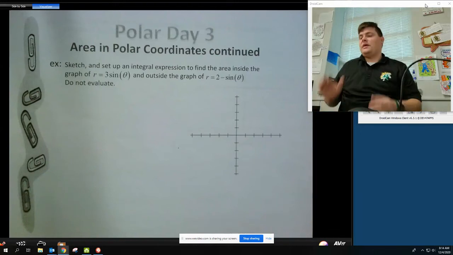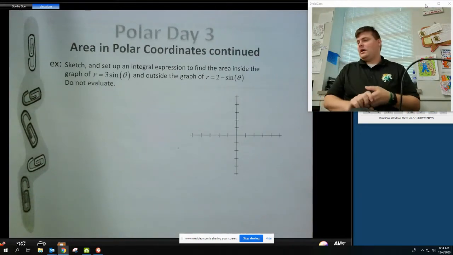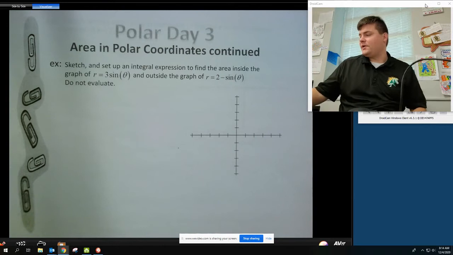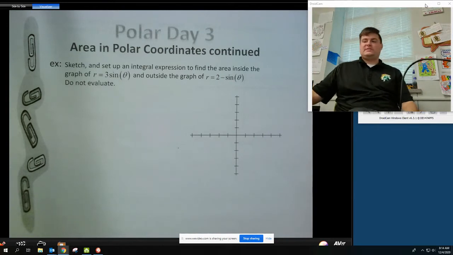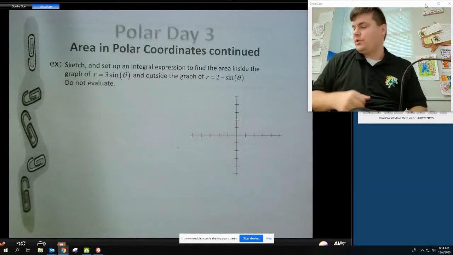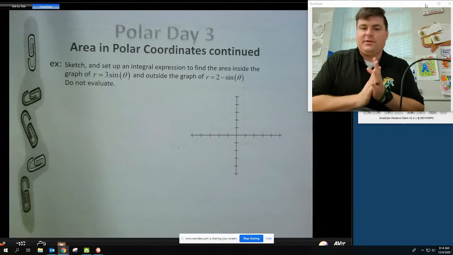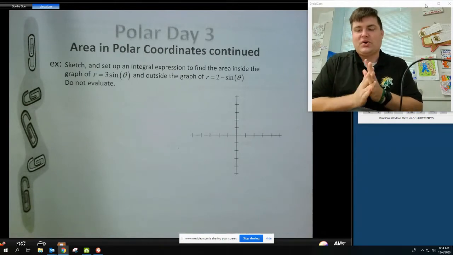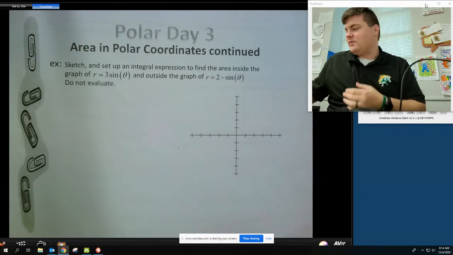Okay, let's get started here on polar day 3. For this one, we're going to be talking about area with these polar coordinates, but this time we're doing area in between two polar curves, which can get a little tricky. It really is dependent on your ability to go ahead and graph these things. So let's get rocking and rolling here.